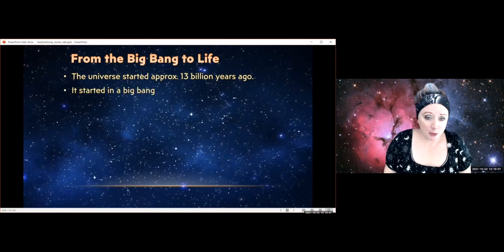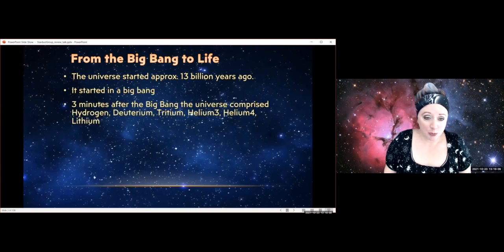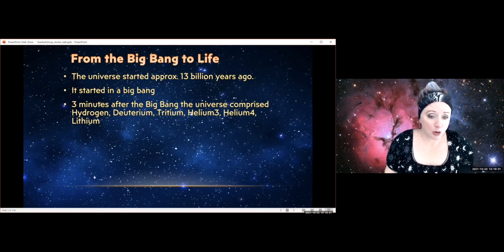But very, very shortly after the start of the Big Bang, like 3 minutes after the beginning, the universe was comprised of just hydrogen and helium and a little bit of everything else. So lithium is the next one, but then a little bit of everything else, but basically so little that it doesn't count. Here you can see listed hydrogen, deuterium, tritium. Those are all isotopes of hydrogen. And helium-3 and helium-4 are isotopes of helium, and then lithium.